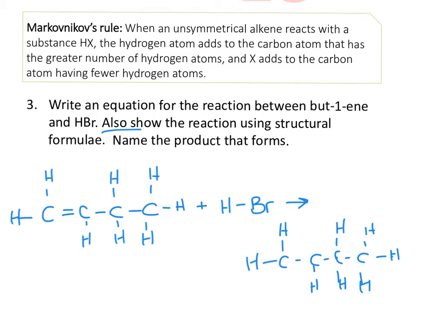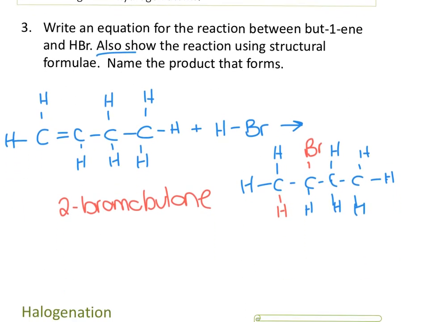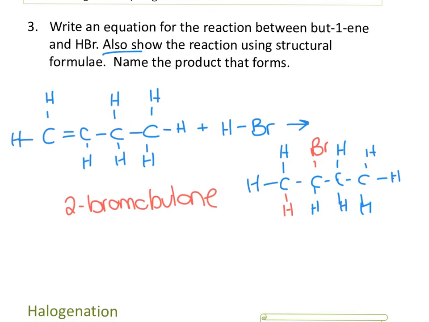Well, looking at Markovnikov's rule, the hydrogen goes onto the carbon with the most number of hydrogens, and the bromine goes onto the other one. So in other words, we now create 2-bromo-butane, but they wanted it as a reaction as well, so we need to write it as a molecular formula as well. So we've got C4H8 plus HBr, which then becomes C4H9Br. Nice and simple. The same rules apply every single time we do this.